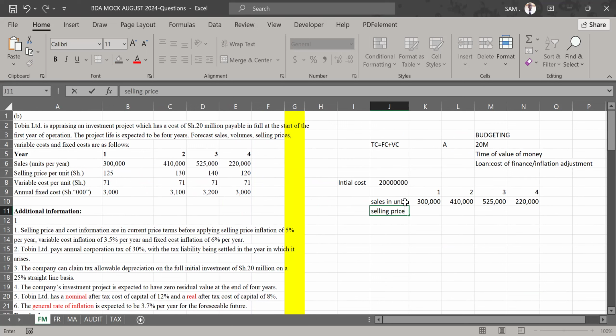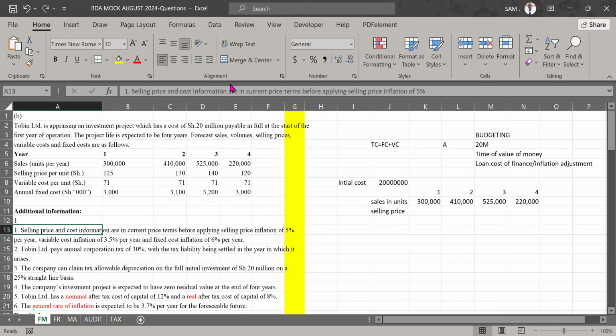Then we've also been given selling price. The selling price given is selling price per unit. But now, as we bring on board the selling price, I want us to remind ourselves of what the examiner said in note number 1. Let us go to note 1 and see what the examiner told us. Selling price and cost information are in current price terms before. In fact, let me just highlight this word because this word changes everything. If you don't look at it well, then whatever your computation will not be correct.